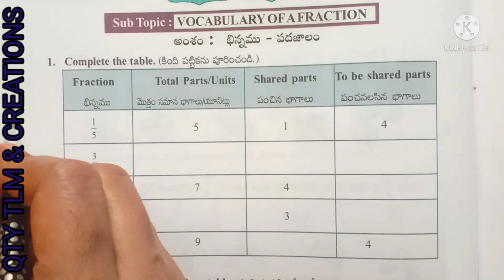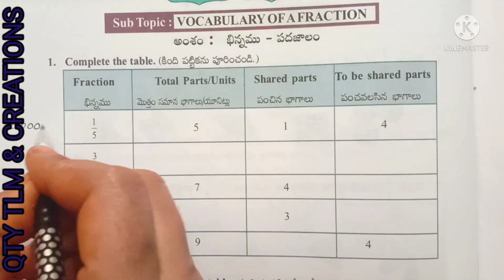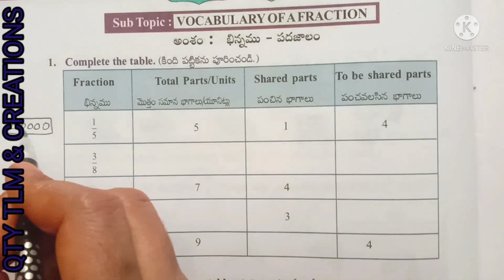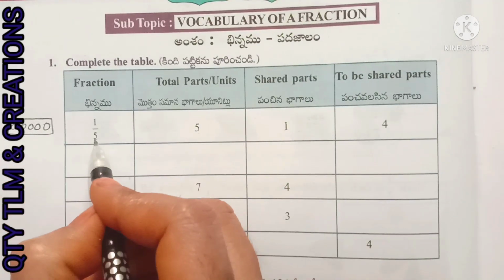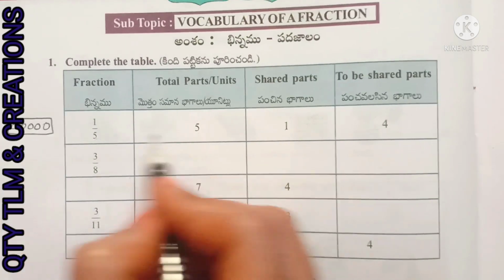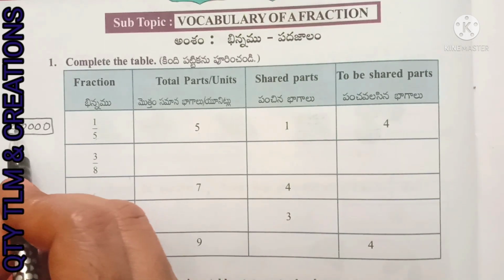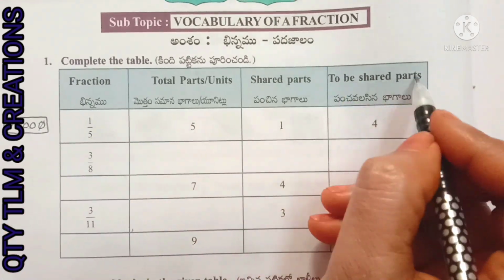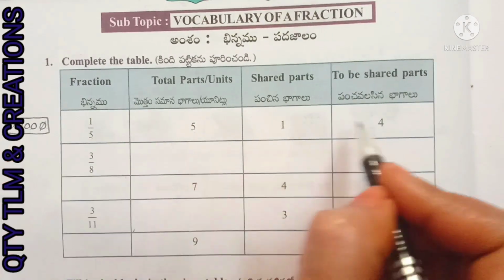That means 1, 2, 3, 4, 5. There are 5 laddus in a box. 1 by 5 means total laddus are 5. 1, 2, 3, 4, 5. Shared laddus are 1. Remaining to be shared laddus are 4.